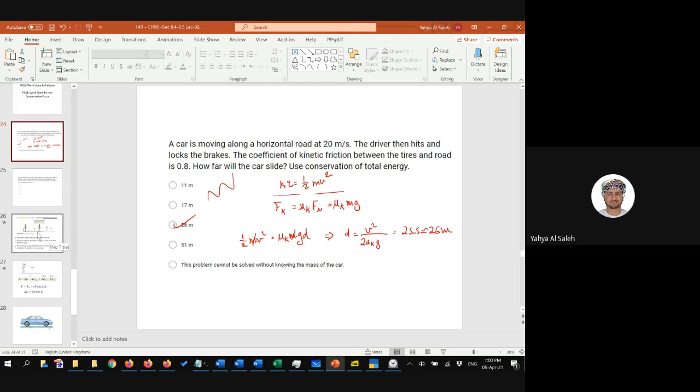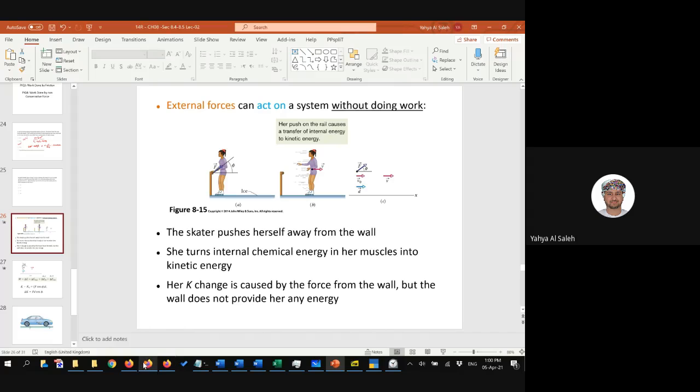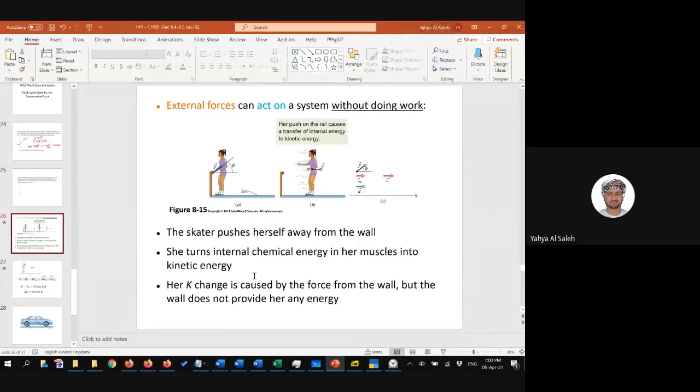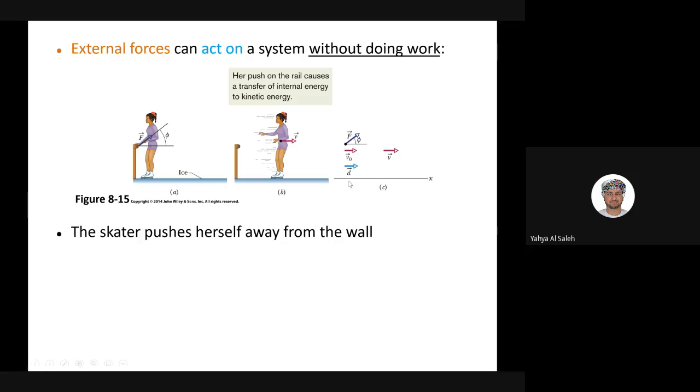Now there's one tiny important bit. We said external force is what takes out energy or puts in energy, right? They do work. Now that is correct. If we want to do work, we have to have an external force. But external forces do not have to do work.